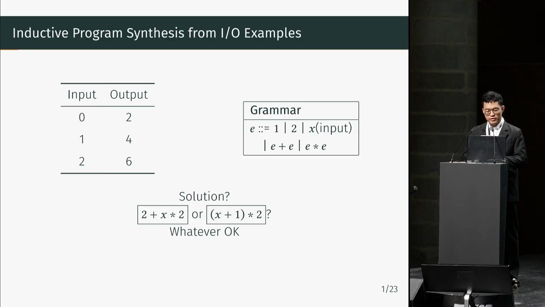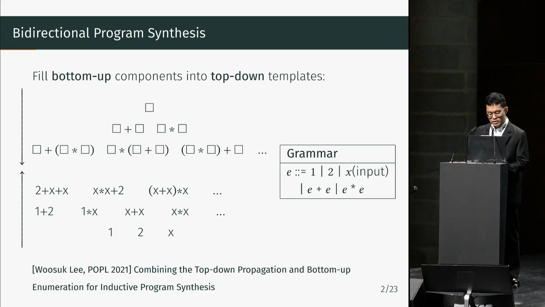So let me first introduce what inductive program synthesis is. There are input-output pairs given and also grammar constraints given. So the goal is to find the program which satisfies all input-output pairs. In this case, we can find two solutions, and either one is fine. And the problem is the exponentially growing search space.